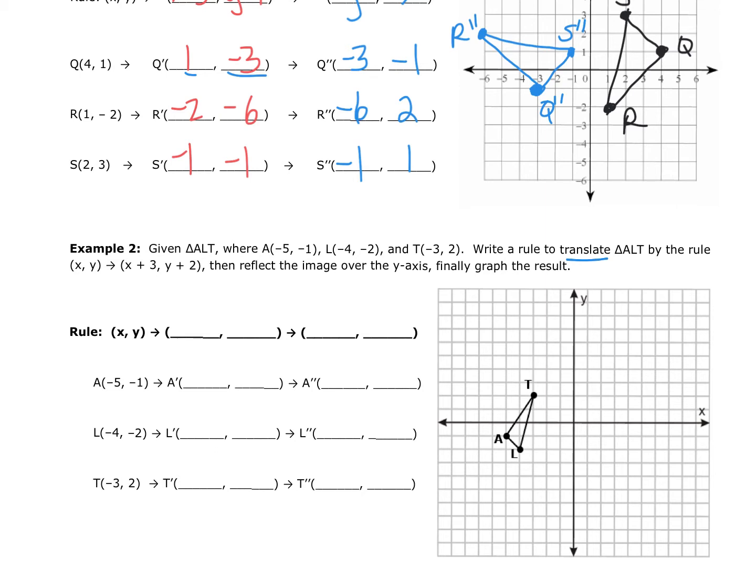Okay, so our first rule is we're going to translate x plus 3 and y plus 2. And then we're going to reflect over the y-axis. So if our y-axis is vertical and we want to reflect over it, our y values are going to stay the same, and our x values are going to become negative. To me, that's a common sense one. So our negative x's and then our y's stay the same.